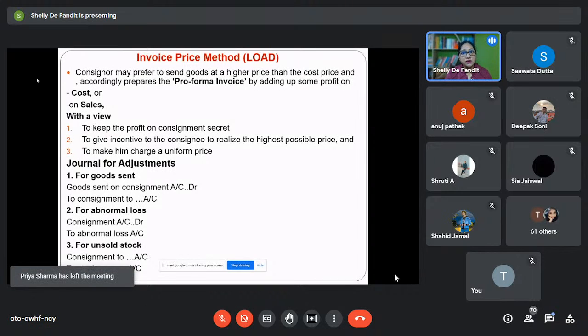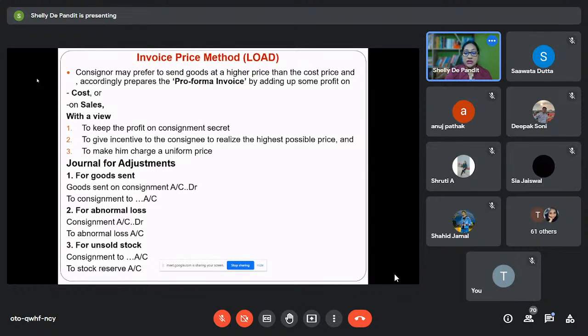But you have to unload that profit on three accounts. Number one is goods sent. The journal is given, please go through the journal. Number two is abnormal loss.